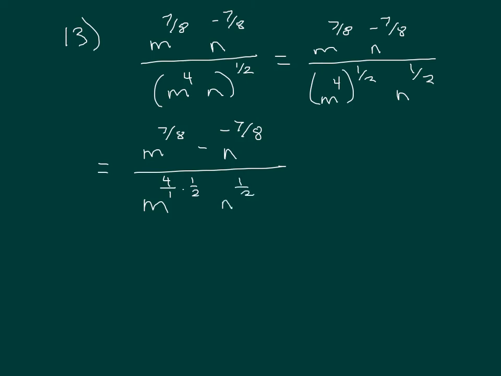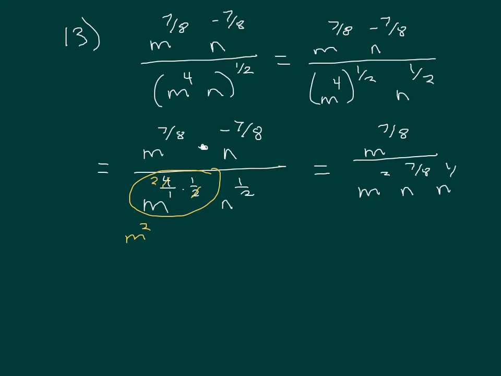And if you look at m to the 4 times 1/2, 2 goes into 4 2 times, and so this becomes m squared. So this is supposed to be a times. So let's go ahead and bring down the n to the 7/8. When we bring it down we get rid of the negative, so we have n to the 7/8, and we still have n to the 1/2 in the denominator, and we have our m squared.